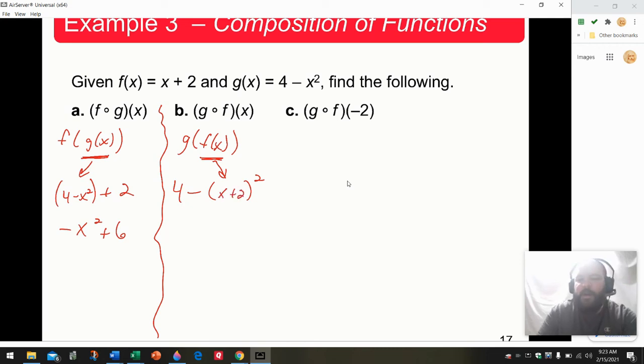Now we need to simplify this. In order to simplify this, you can see you have x plus 2, the quantity squared. So that's going to need to be FOILed out. When I FOIL that out, I'm going to get x squared plus 4x plus 4.